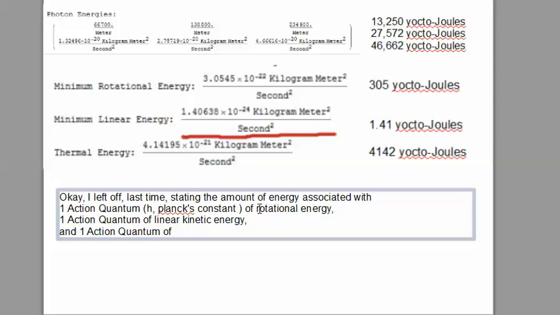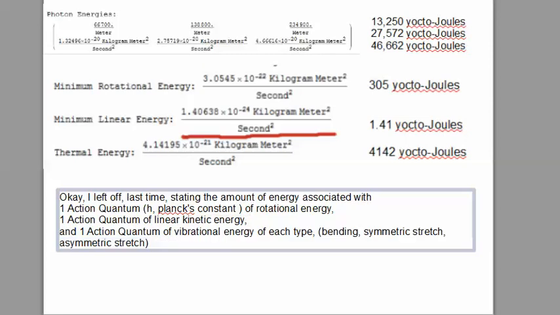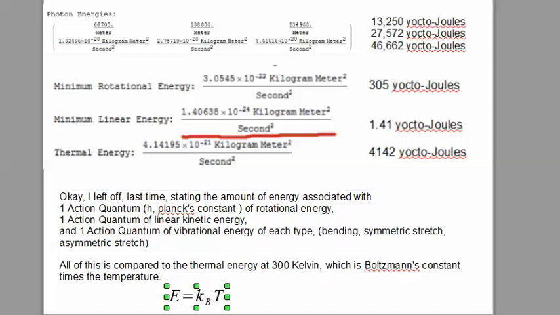Okay, last time I left off talking about the amount of energy associated with one quantum action of rotational kinetic energy, which is right here, and one action quantum of vibrational energy of each type: bending, symmetric stretch, and asymmetric stretch. And all of this is compared to the thermal energy at 300 Kelvin, which is Boltzmann's constant times the temperature.